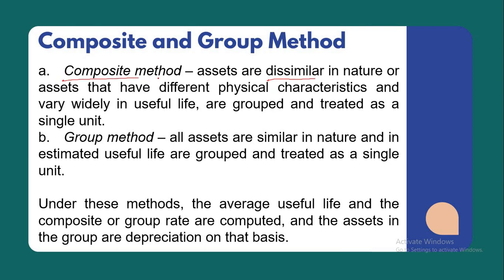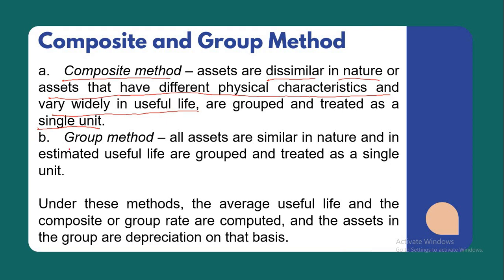So, composite method atong gamiton if the assets are dissimilar in nature, or assets that have different physical characteristics and vary widely in useful life are grouped and treated as a single unit. Okay, so dili na pareha sa straight line method nga every type of asset, isa-isaha na to ang ilahang pag-compute sa depreciation. But in this composite or group method, all the assets will be grouped into a single unit and then one depreciation lang. Maski nagsagol ang building, machinery, equipment, and so on.